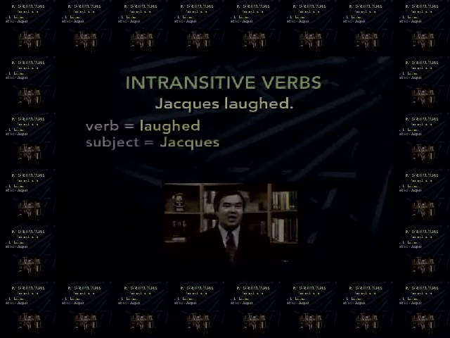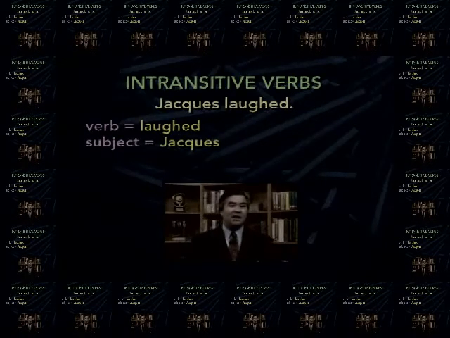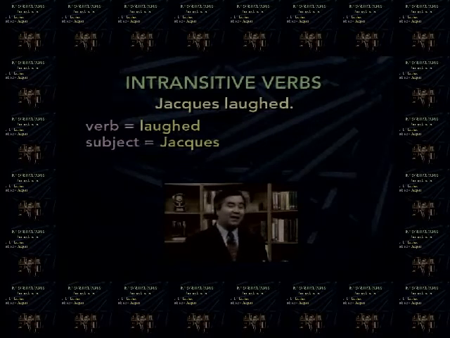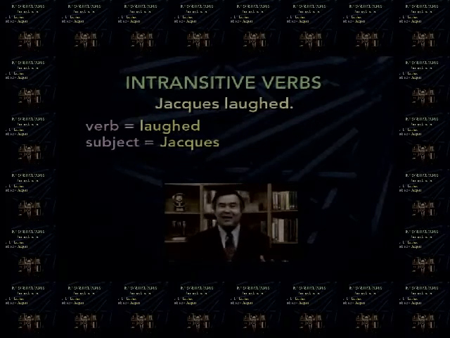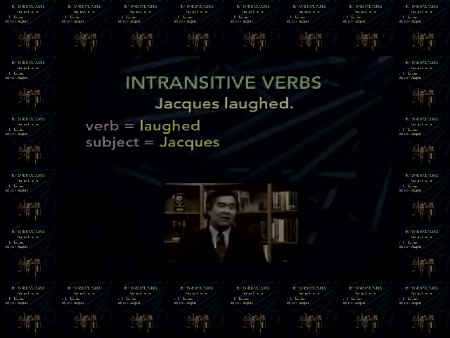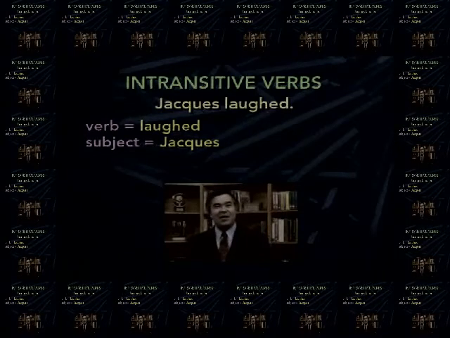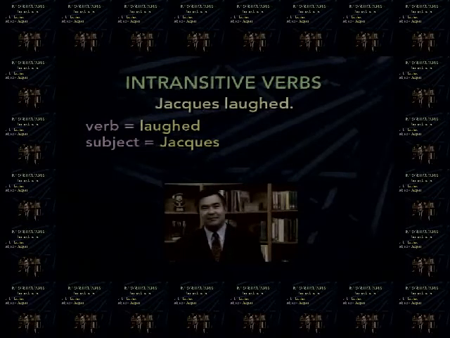The subject is Jacques. Jacques is the one doing the laughing. And there is no object. The sentence doesn't tell us what Jacques laughed. He simply laughed. That's a complete thought, a complete idea in itself, and no object is needed. Once again, we're dealing with an intransitive verb in this sentence.